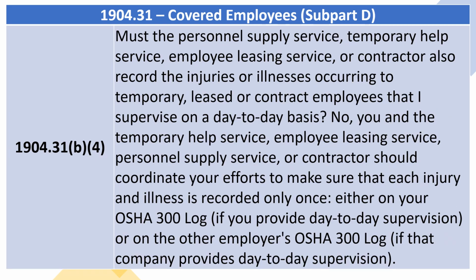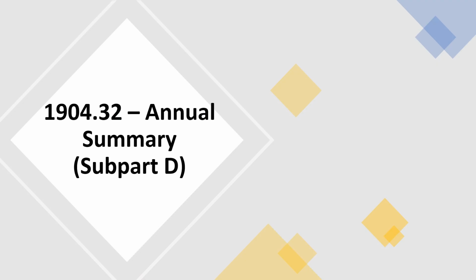1904.31(b)(4) Must the personnel supply service, temporary help service, employee leasing service, or contractor also record the injuries or illnesses occurring to temporary, leased or contract employees that I supervise on a day-to-day basis? No, you and the temporary help service, employee leasing service, personnel supply service, or contractor should coordinate your efforts to make sure that each injury and illness is recorded only once, either on your OSHA 300 log, if you provide day-to-day supervision, or on the other employer's OSHA 300 log, if that company provides day-to-day supervision. OSHA 1904.32 Annual Summary.